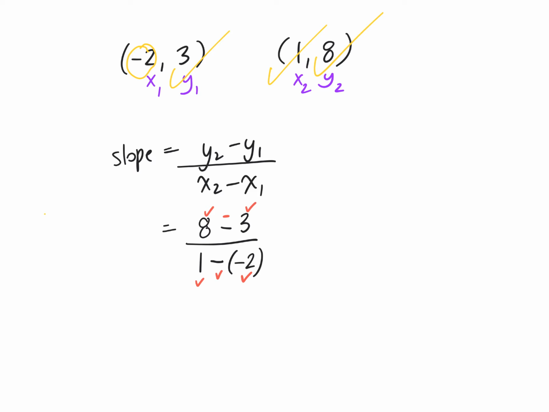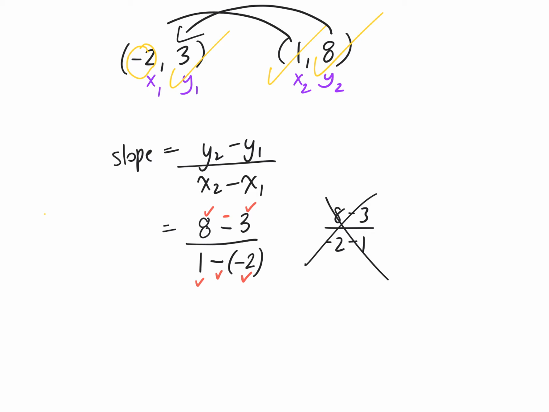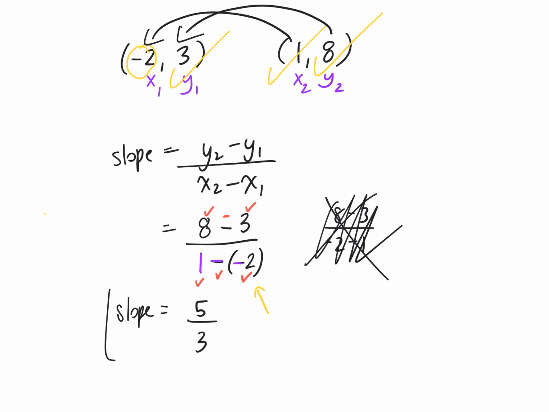And the reason I label it as 1 and 2 is because you have to go in the correct order. I can't do 8 take away 3 and then all of a sudden say negative 2 take away 1. That's not the correct order. I'm going from here to here and then here to here. Same order. So you can't do that. So that's it. Just simplify it. What's 8 take away 3? What is 1 take away a negative 2? Right, because it becomes 1 plus 2, which is 3, and you are allowed to use your calculator for this. That's the answer. Slope equals 5/3.